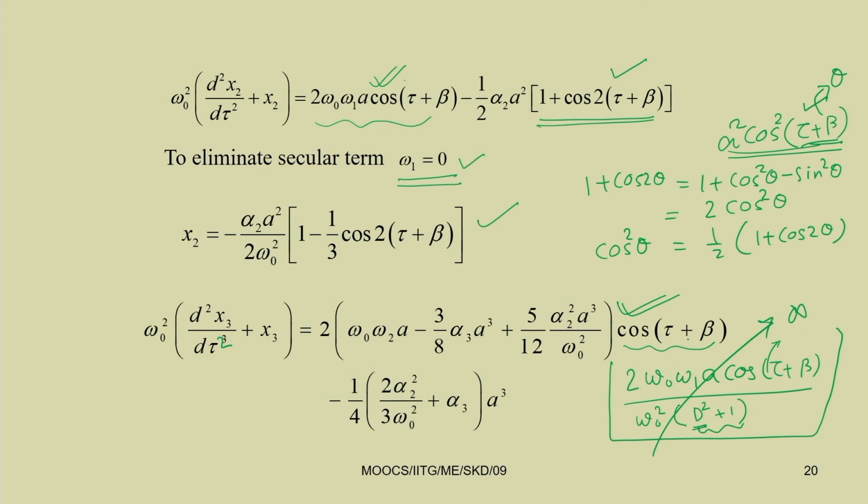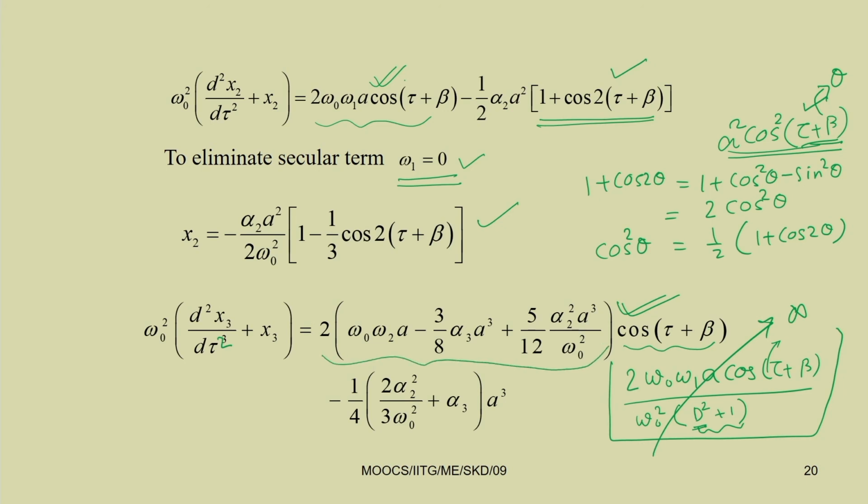So, doing this particular integral, you can divide this by D0 square plus 1, and here the D0 you have to substitute by minus 1. So, that leads to a secular term. So, we must eliminate the secular term. To eliminate the secular term, the coefficient of cos tau plus beta must be equal to 0. So, we must put this part equal to 0.